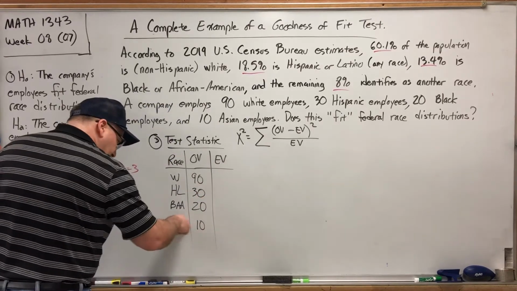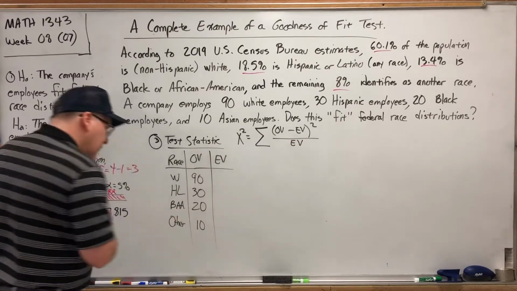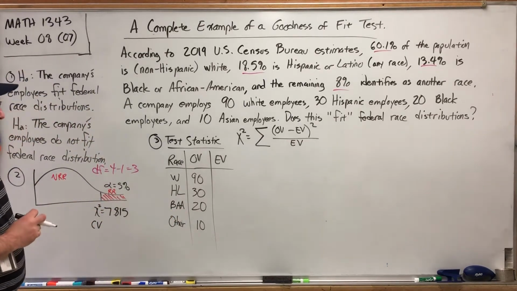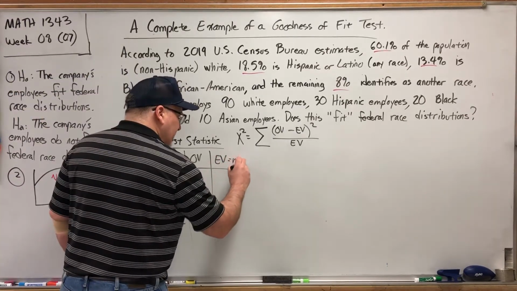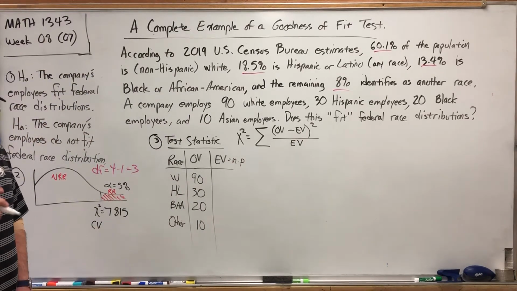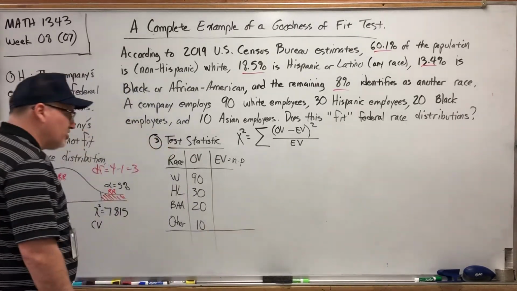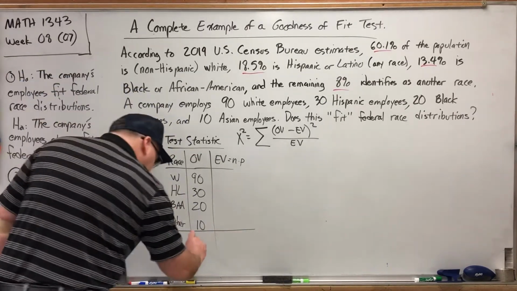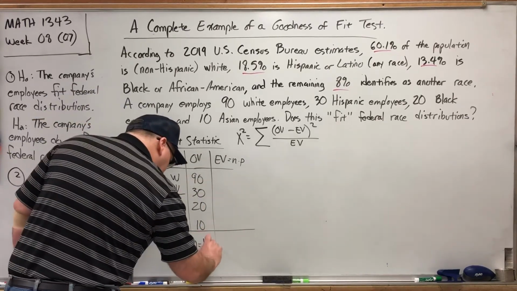I'm going to write the word other here. That looks like a number 0. Our expected values we have to calculate because the expected value is the sample size times each proportion, except we weren't given a sample size. However, we have enough information to calculate it. The sample size is simply the sum of our observed values. So if we were to add up this column, we would get 150.